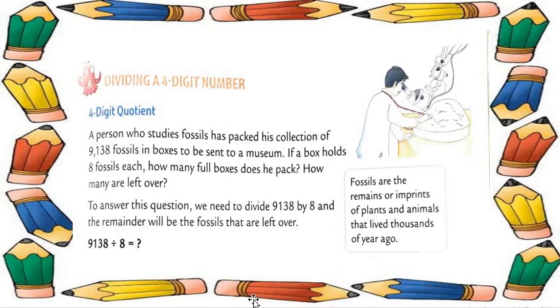So students, now check here. By example, we are going to learn a 4-digit quotient. Let's check the 4-digit quotient and its example. Here students, now we start. A person who studies fossils has packed his collection of 9,138 fossils in boxes to be sent to a museum. If a box holds 8 fossils each, how many full boxes does he pack? How many are left over?